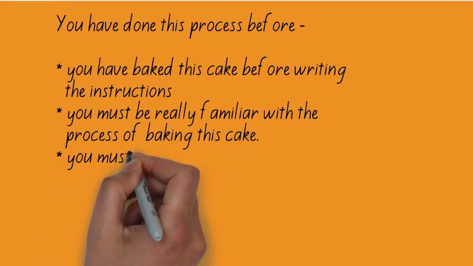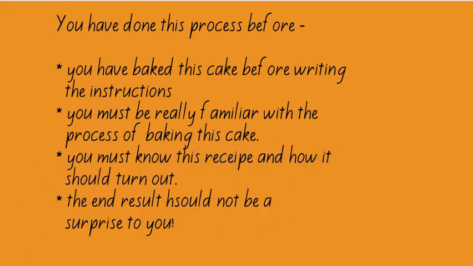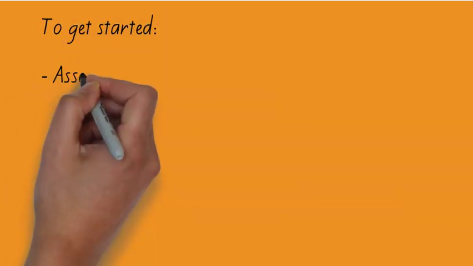You've baked this cake before writing the instructions. You must be really familiar with the process of baking this cake. So we covered some of those areas. You must know this recipe and how it should turn out. And also when you do it yourself, you start learning about the things that might trip up the reader or trip up the person doing the instruction. And so you can just add these little tips along the way. And clearly the end result should be as perfect and as good as you want it to be.